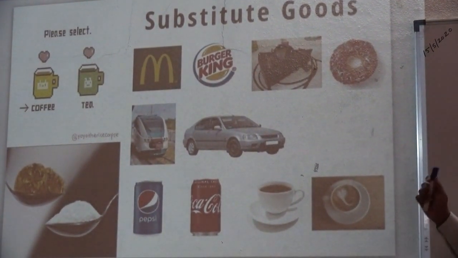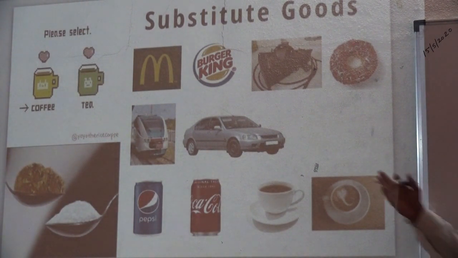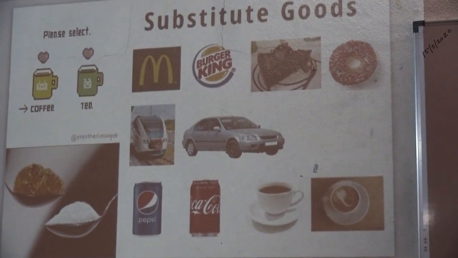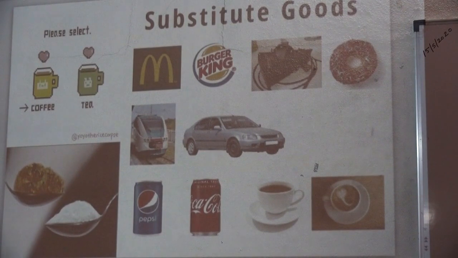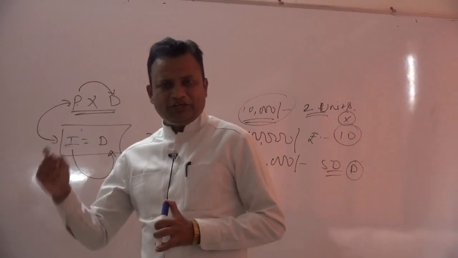Either we can use Pepsi or Coca-Cola. So we can easily state one thing here. In place of coffee, if we are using tea, we can easily state that tea is a substitute for coffee. Instead of using Pepsi, if we are going to consume Coca-Cola, we can say that Coca-Cola is a substitute for Pepsi. If the price of a substitute product rises or falls, that affects demand for the related product.